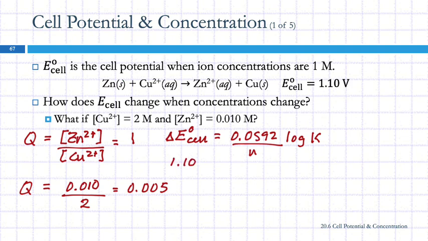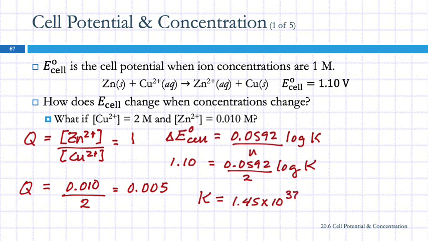So if we put those numbers in, oof. That seems a bit excessive. Yeah, I think I did something wrong. 1.1 times 2 divided by 0.0592. Yeah, 37. I got that too. Yeah. When I was going backwards, I did something wrong.